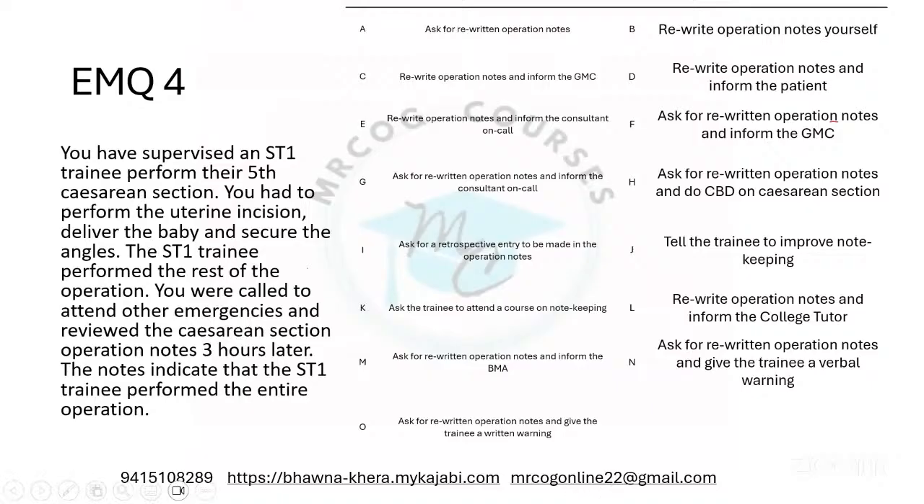N is ask for rewritten notes and give the trainee a verbal warning. And G is ask for rewritten operation notes and inform the consultant on call. So G is the correct answer. We have H also here. H is ask for the rewritten notes and do CBD on cesarean section. See, operation notes are a legal document, so it's very important that there should not be any flaw in it. So G is the best answer here.